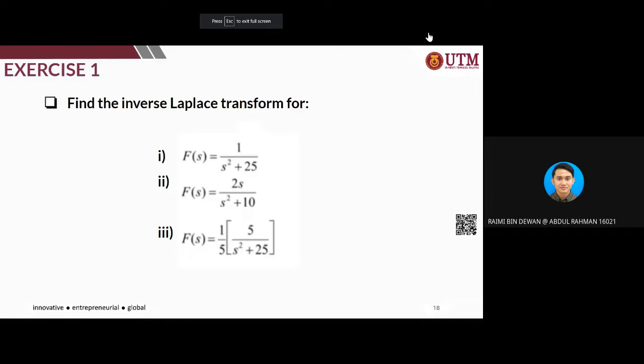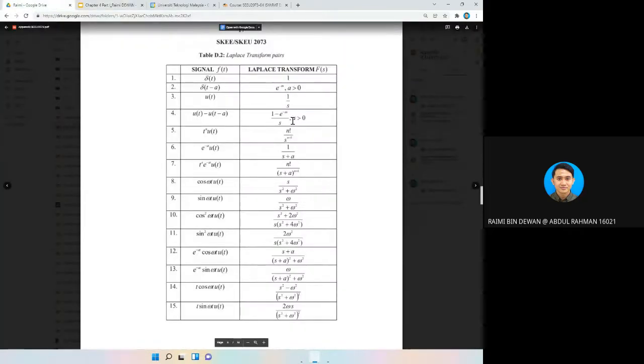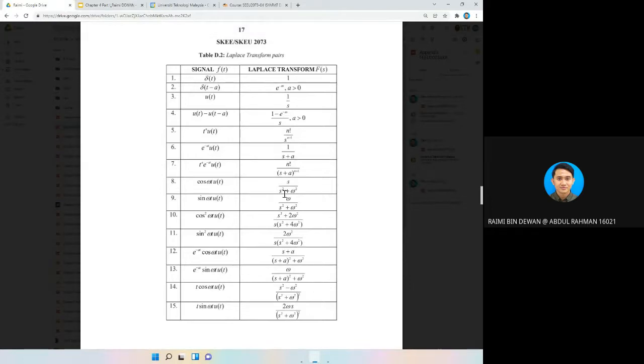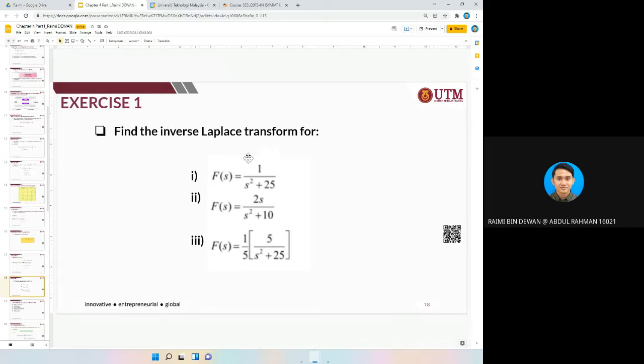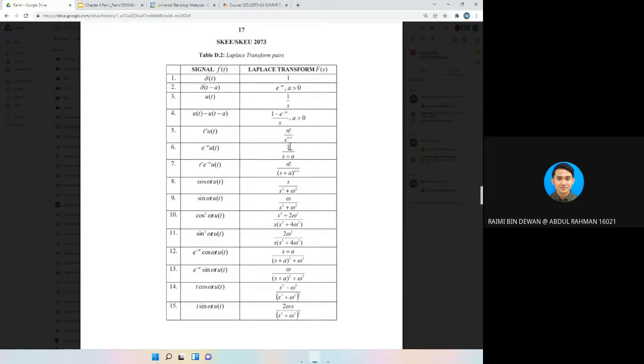The next is to find the inverse Laplace transform for this. You can do this exercise, for example, 1 over s squared plus 25. You need to refer to the table. You can try this at home. You see this table, you have s squared and you have some power, right? You can see in the table which one has some degree of power. But here you can see it is 1 here. It's 1, so you need to see where you can have this 1.